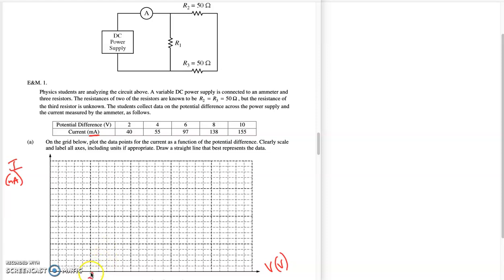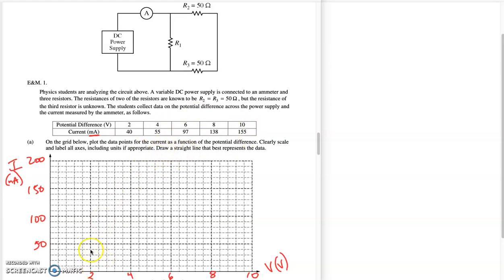So let's see here, 2, 4, 6, 8, 10 volts, because we need to get up to 10. And then for these guys, we need to get up to, let's see here, 10, 20, 30, 40, 50, 100, 150, 200, yes, counting by tens. So 50, 100, 150, 200. That will make sure that we can get all of the data points on there.